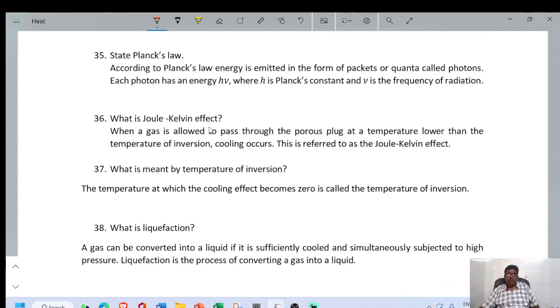What is the Joule-Kelvin effect? When a gas is allowed to pass through a porous plug at a temperature lower than the temperature of inversion, cooling occurs. This is referred to as the Joule-Kelvin effect. The temperature at which the cooling effect becomes zero is called the temperature of inversion.